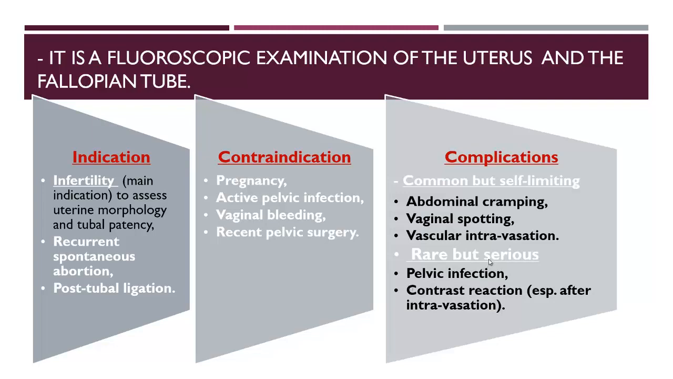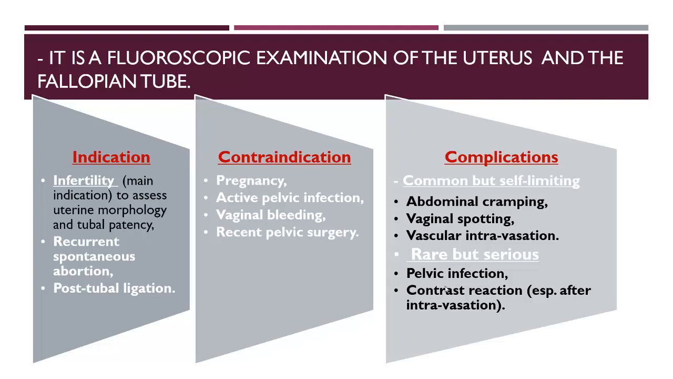Sometimes there are common complications that occur, and you must tell the patient before the start of the examination. Common but self-limiting ones, like abdominal cramping and vaginal spotting, are okay; there is no problem with vaginal spotting. Vascular intravasation is also a common complication, but it is self-limiting. For the abdominal cramping, you tell the patient that she will feel pain like that of menses. So you must explain the procedure well to the female before the start.